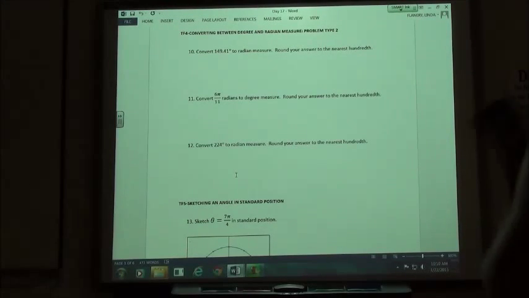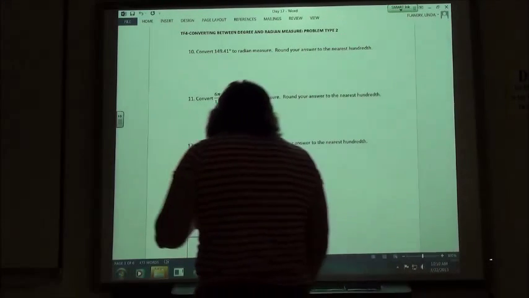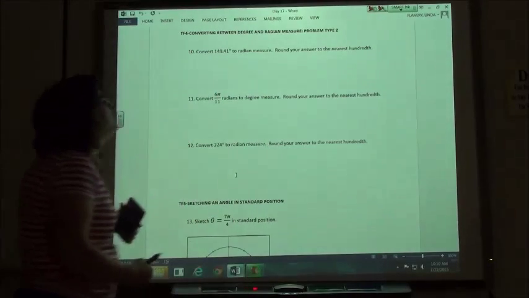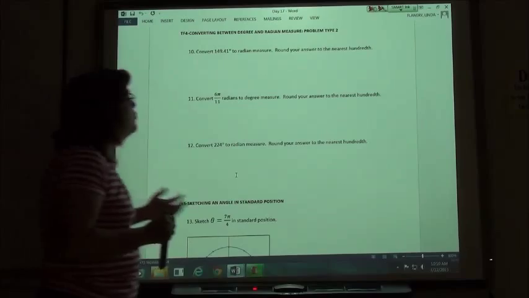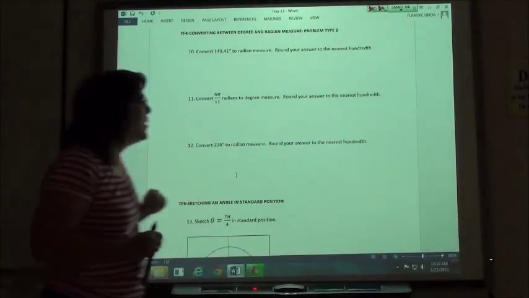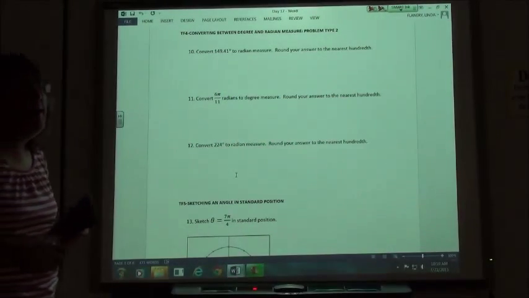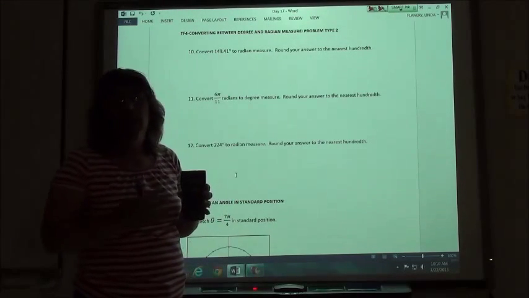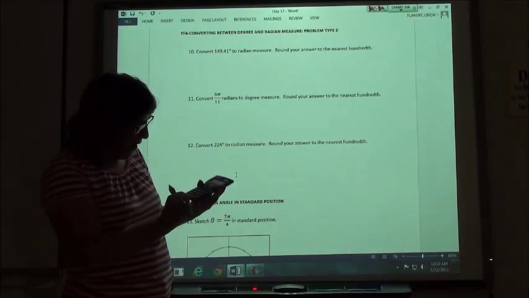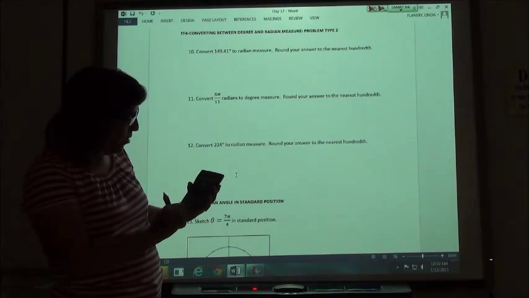Problems 10, 11, and 12, we're converting again between degrees and radian measures. This is problem type 2, so sometimes a little bit trickier. We are going to round our answers to the nearest hundredth. And so for pi, you could use 3.1415. Because of rounding issues, I recommend that you use the pi on your calculator.